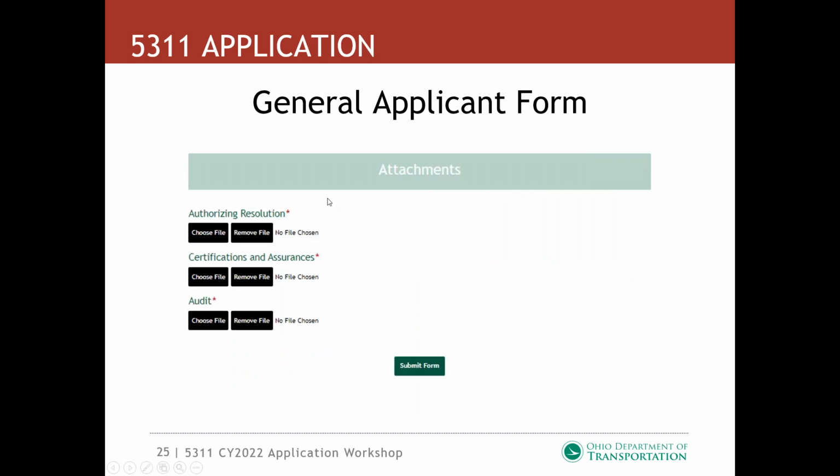We're also going to be removing the requirement to upload your authorizing resolutions, certifications and assurances, and financial audits from each individual program. Each of those three documents are going to be uploaded here to the general applicant information, so you only have to have those completed and signed one time. If you're applying for 3 different programs, you don't have to submit those 3 different times. You just submit those one time here in the general applicant form.